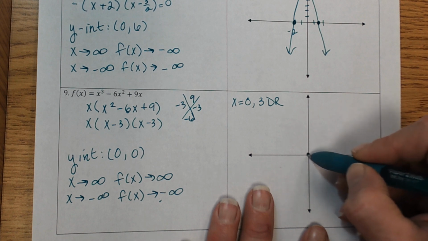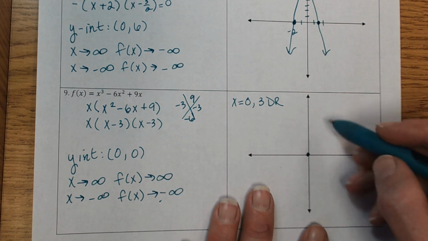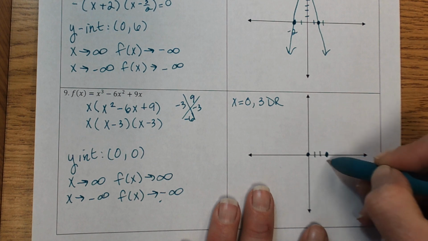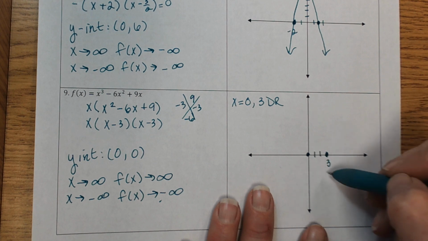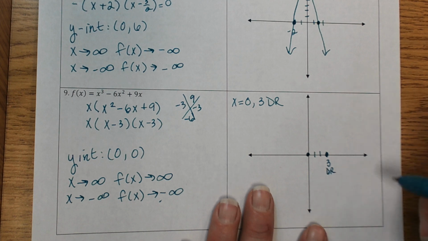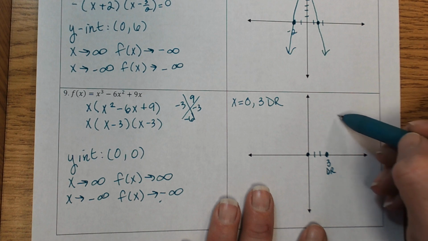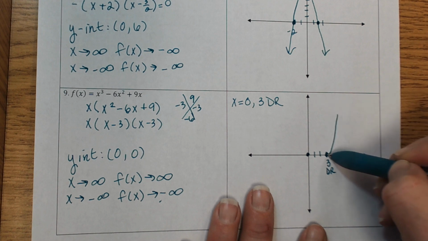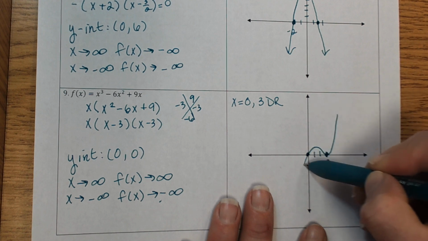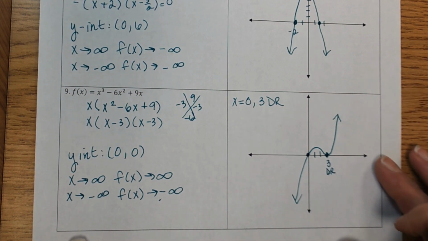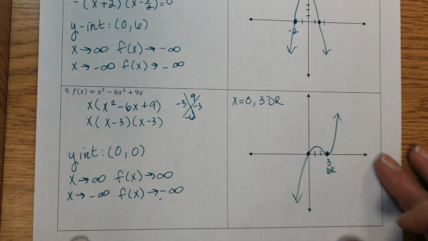Okay, so I put my points in. I've got my (0, 0) for my y-intercept. And then I'm going to go over 1, 2, 3 to positive 3. And remember, 3 is a double root. So what happens at a double root? Remember, it bounces. So I'm going to be above the line. I bounce at that double root, and then I go back down through the 0. All right, and that is our last example for today.